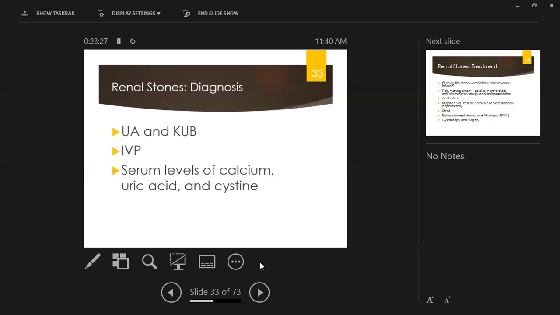Serum levels of calcium, uric acid, and cysteine may enable us to know if there's a stone. And so with that, the IVP is a special kind of X-ray that provides images of the urinary tract. So the urinary tract is made up of your kidneys and your ureters, etc. So we're looking at those on that X-ray.